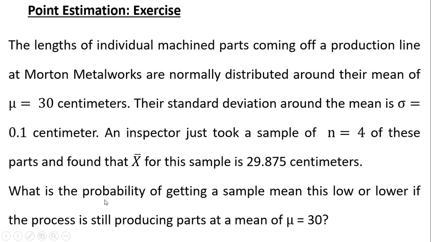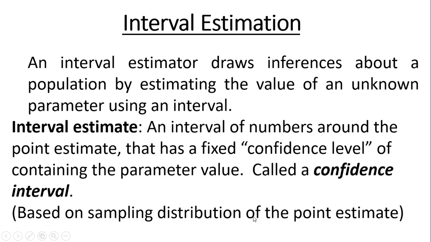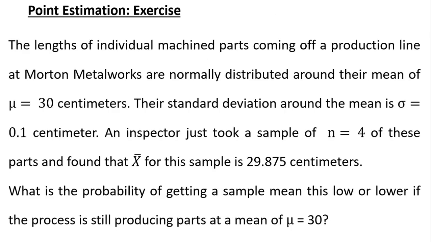So the question is: what is the probability of getting a sample mean that is below or lower if the process is still producing at that mean of 30? So what would be the answer?